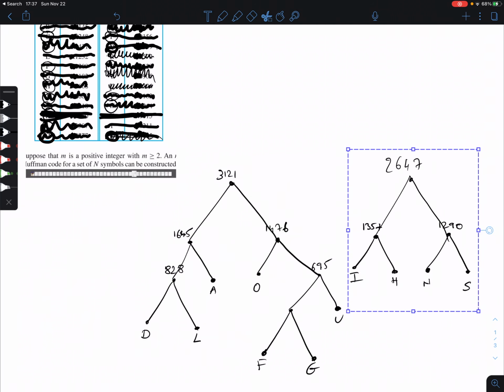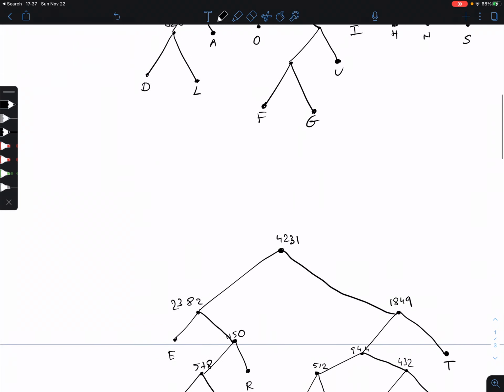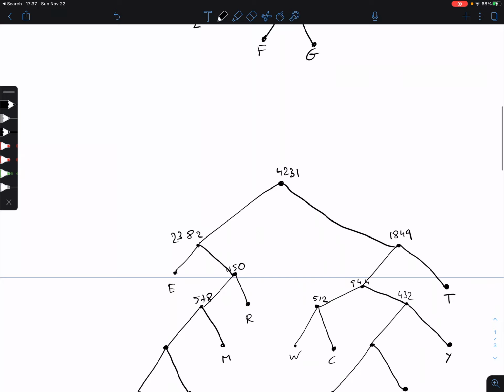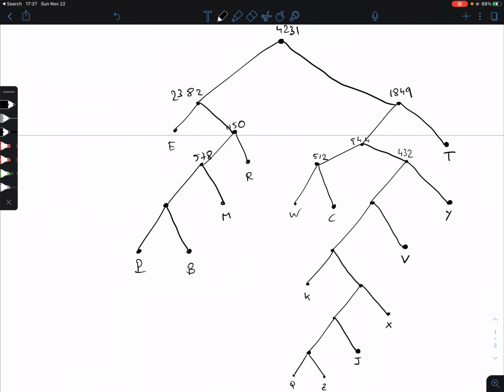Try to keep everything on the same level. It's not necessary, but it's always nicer to see how things line up. Okay, so this one will now have 2647 plus 3121, that is 5768. This is the bigger one, and this is the smaller one. So the way to put them together, of course, I'm going to have to make them smaller, so I'm going to reduce their sizes now.